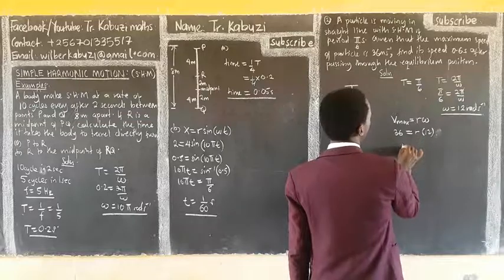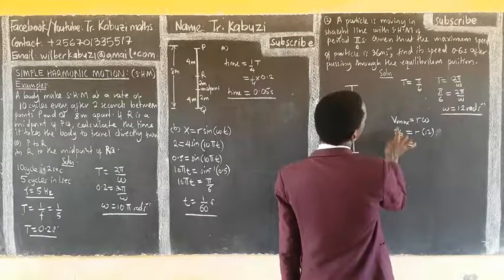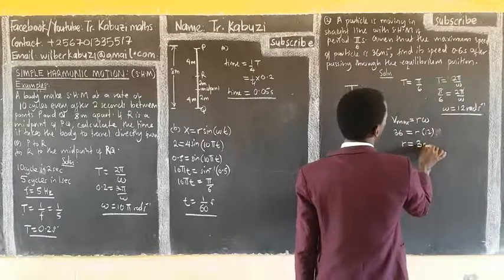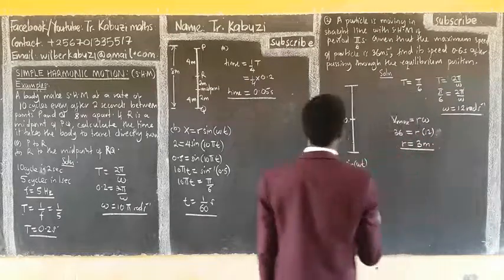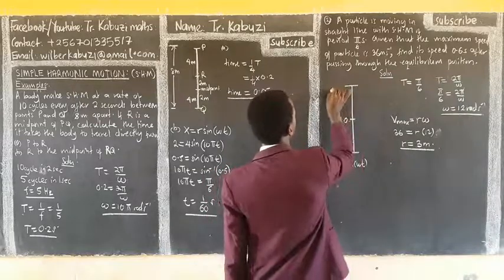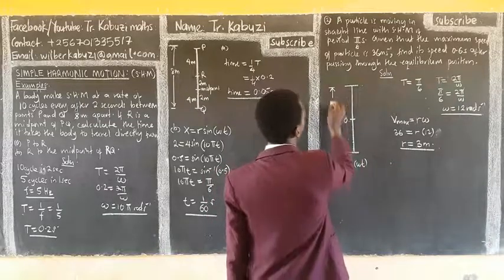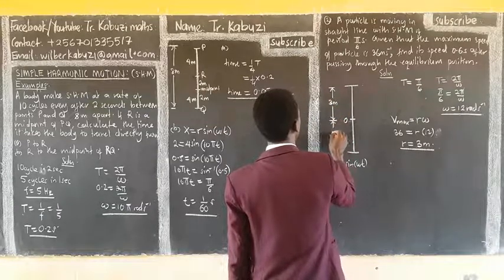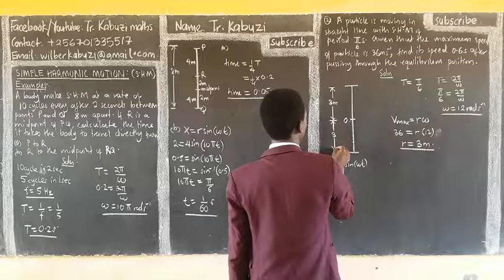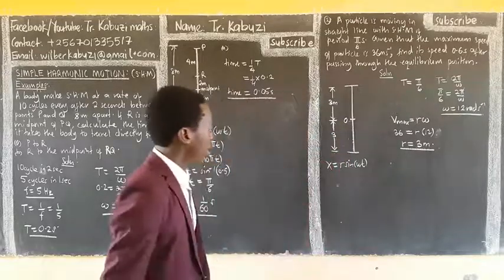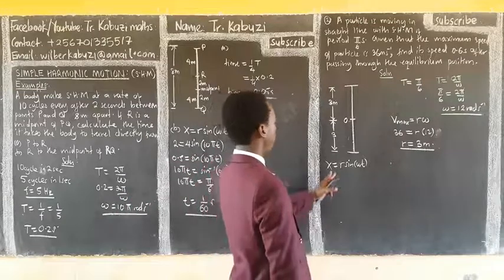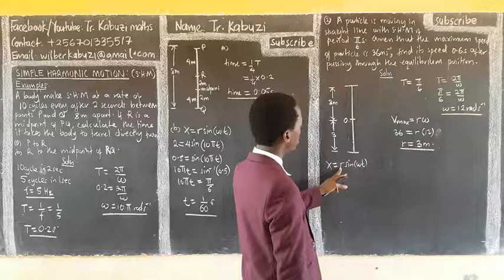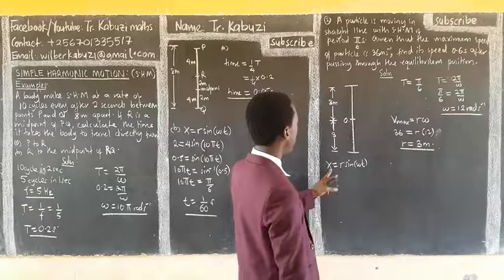So when I simplify that, because this is the maximum speed, this one is going to be 3 meters. Now I have this as 3 meters. So now, what don't we have? We have the distance we are going to cover is 3, the amplitude, but this is now the displacement.